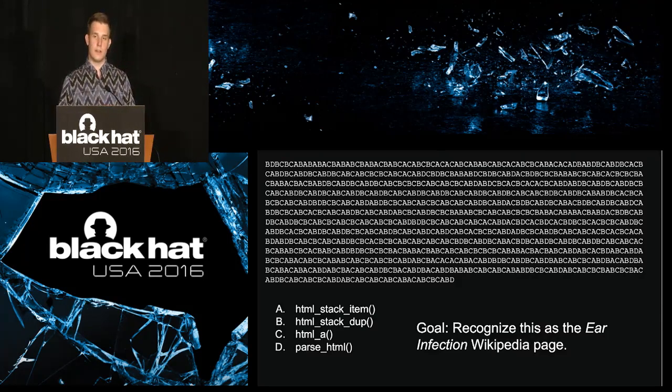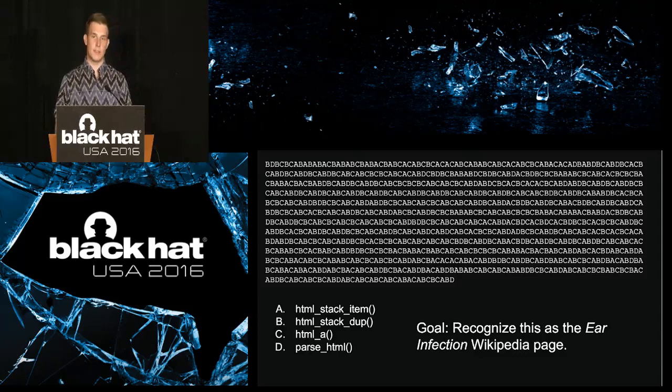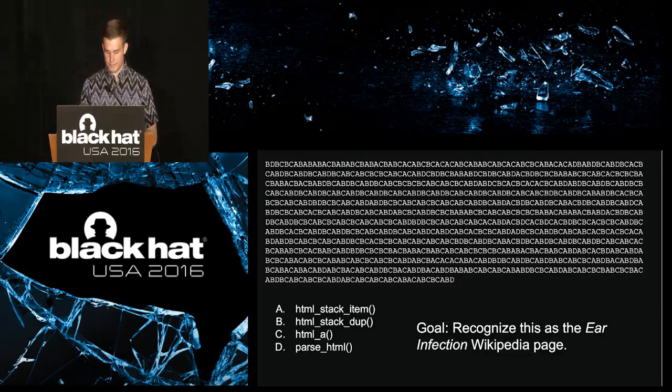So when Scarlett runs the spy tool, this is what she's going to see. This string here is a representation of all the light bulbs that light up as Alice is visiting the ear infection Wikipedia page. So the letter A corresponds to HTML stack item getting executed, B to HTML stack dupe getting executed, and so on. So what Scarlett is trying to do is recognize this string as the ear infection Wikipedia page.